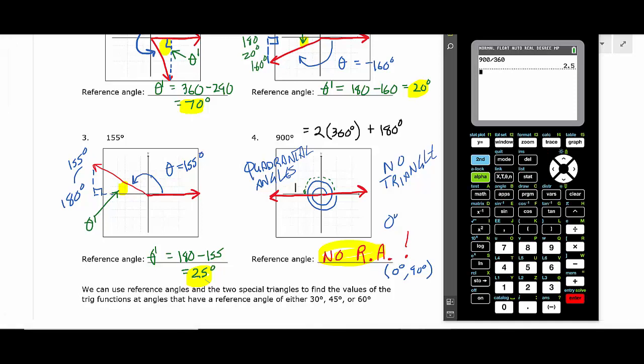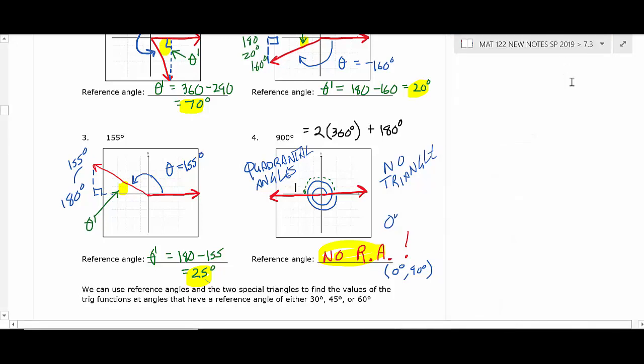Okay, so that's the idea. I decided I'd throw one at you like that and see what you reasoned out. So you want to work on your reference angles, and again, you don't need to know a formula, just figure it out. I'm serious, okay? And that's the best way to do that.